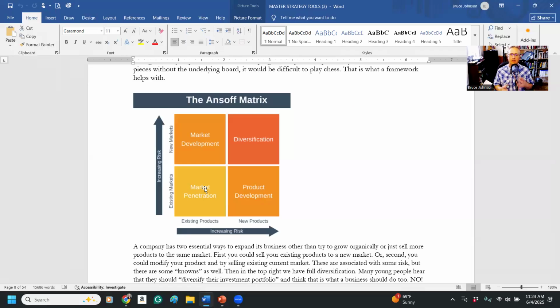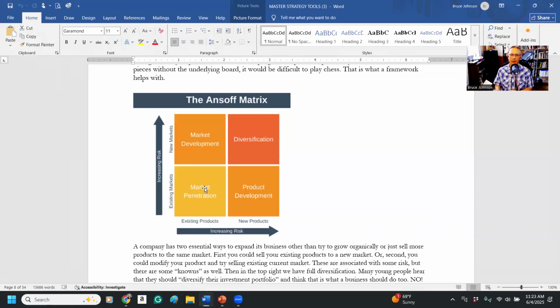So if Gillette creates the Mach 3 razor, they saturate the United States. Maybe it's now time to go to Australia, or maybe it's time to go to Germany or other places and try selling the same Mach 3 razor to those folks over there. Okay. So that's market development. Same product, new group of people you're selling to.